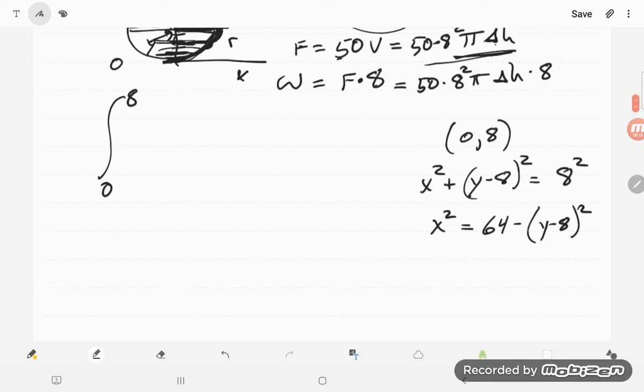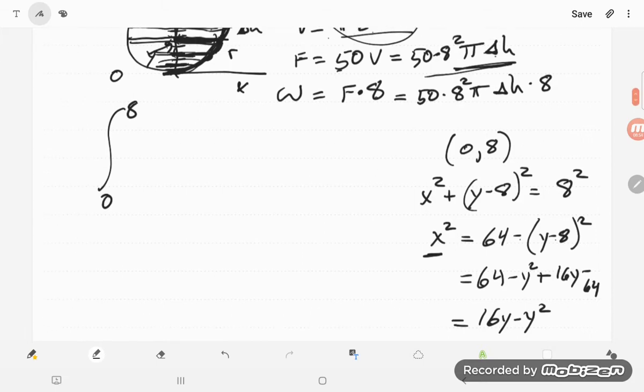I don't know if it's worth writing this out. It probably is, because if I square that, I get 64 minus y squared, and then a plus, because a minus and a minus, 16y, and then a minus 64 here. So that is just 16y minus y squared. That's kind of nice. So my radius squared is 16y minus y squared.